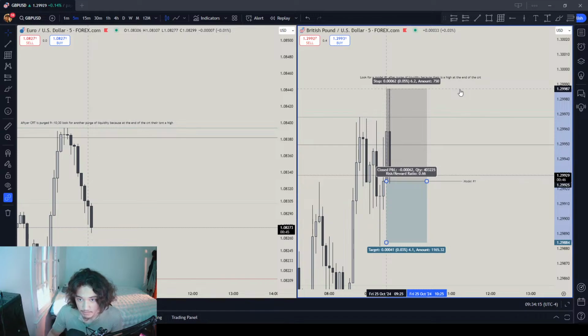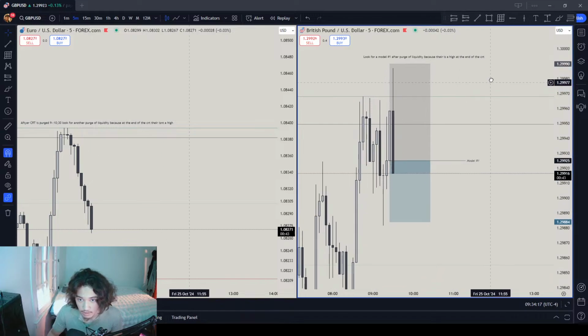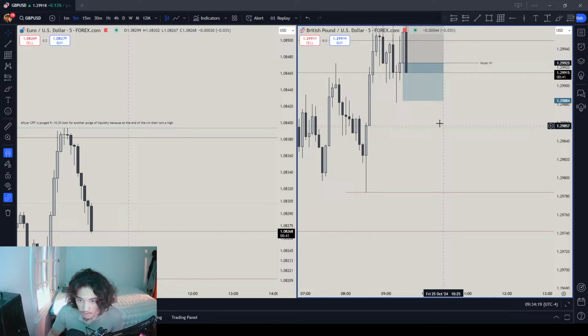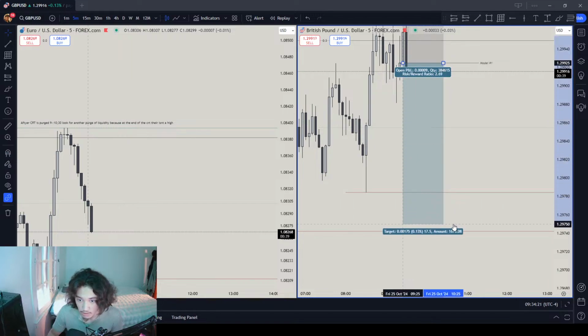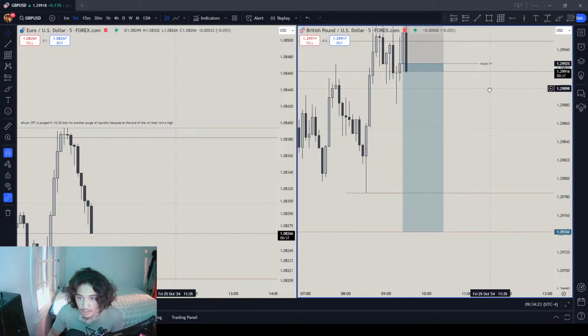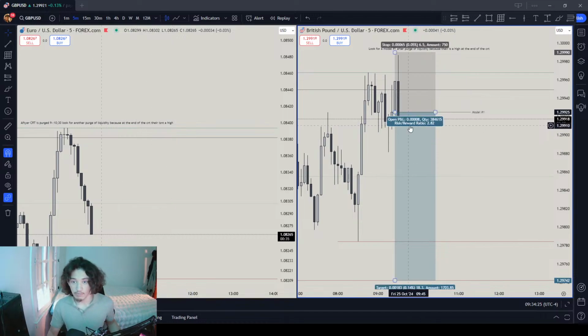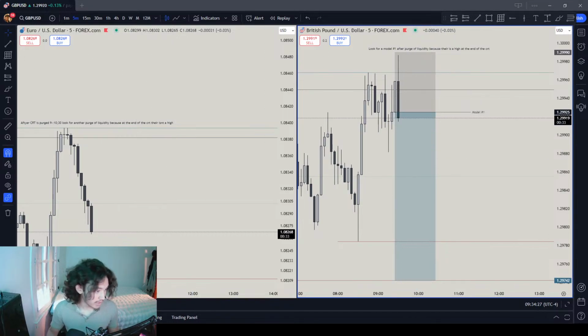So 3 ticks above. So 1, 2, 3 right there. Look at to execute this. We're going for a 2 RR. We are going for a 2.8 RR. We're green. We're risking how much? 6.5. GBPUSD 50,000. Okay.